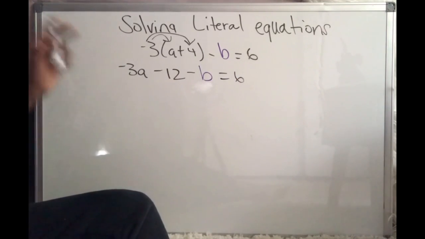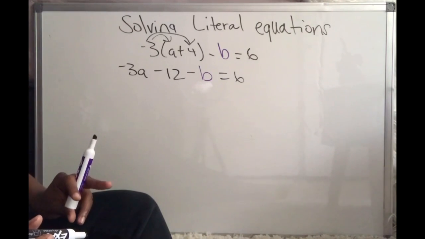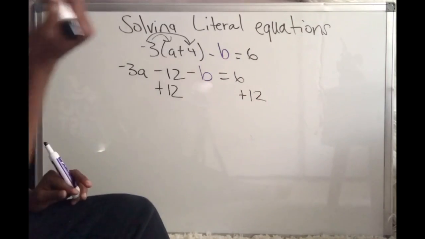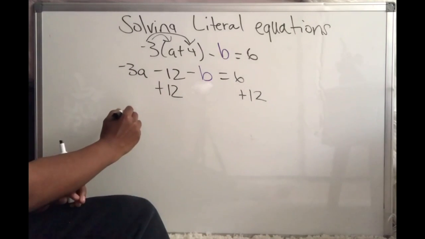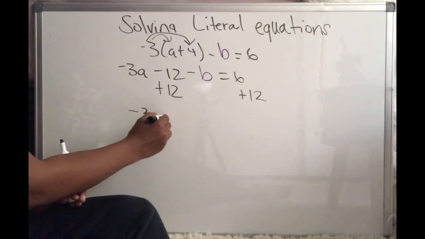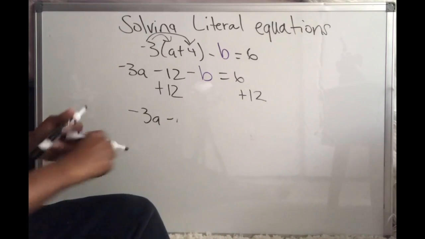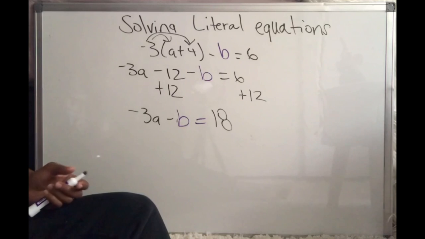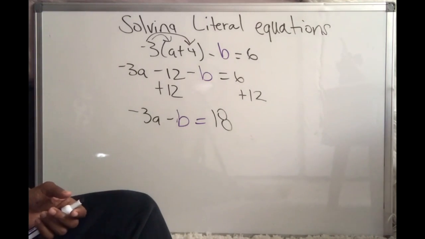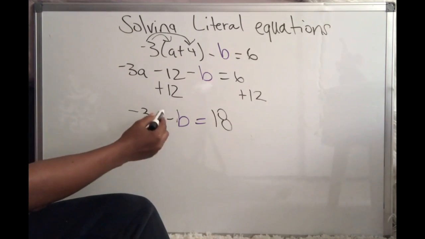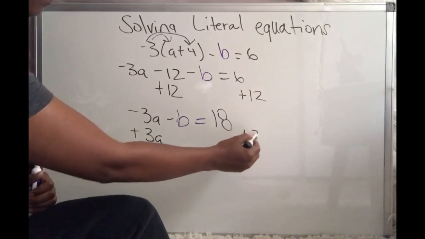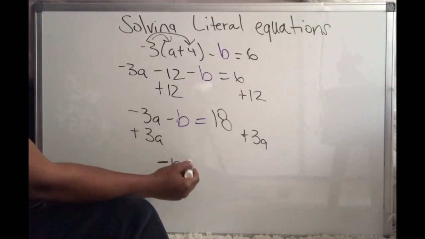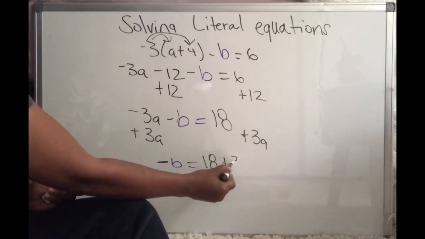Once we have that, we know that we can start moving stuff to one side. When we start moving stuff to one side, we can add our 12. And 6 plus 12 is 18. So we have negative 3a minus b equals 18. Now we're going to add our 3a. So we're left with negative b equals 18 plus 3a.